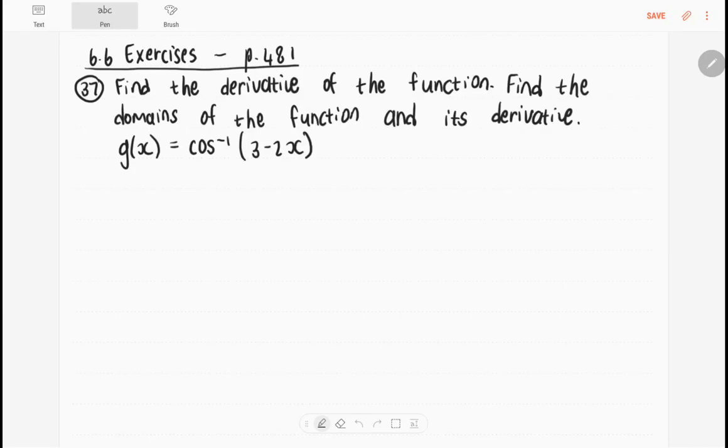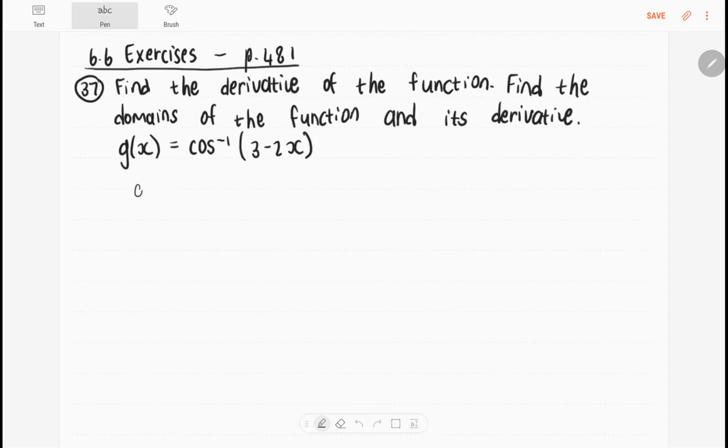Next, we are looking at the exercises under section 6.6 and we are looking at number 37. It says find the derivative of the function and also find the domains of the function and its derivative. Alright, so we're going to start by finding the derivative. So we have g of x equals inverse cos of 3 minus 2x.